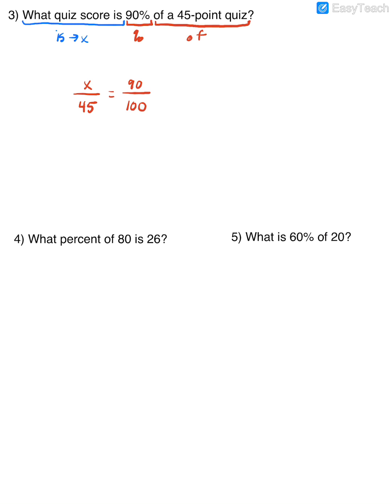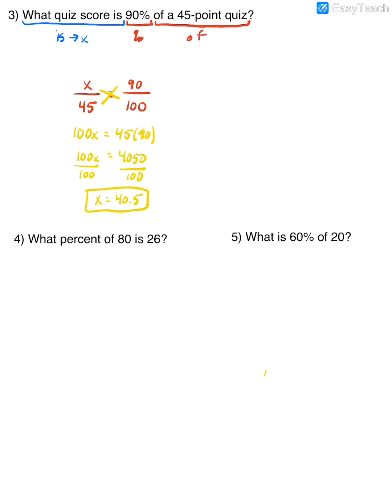So then now I want to cross multiply. X times 100 is 100x. 45 times 90, which is 4,050. Then I want to divide both sides by 100. Then that actually gets me 40.5. So that would be that answer.